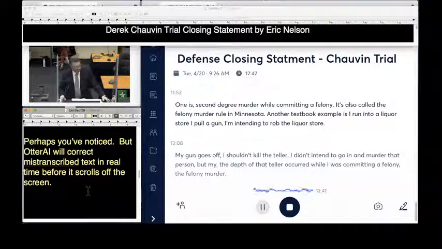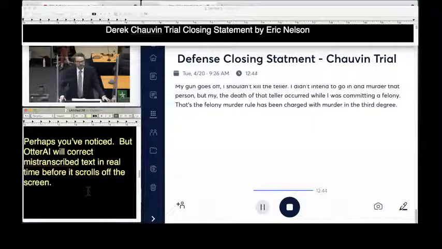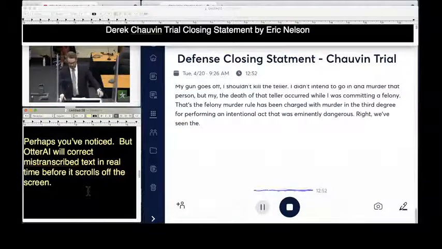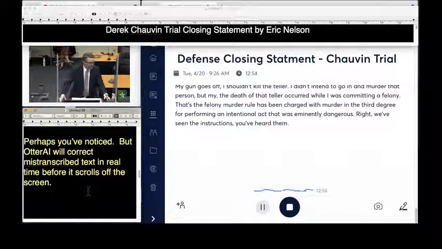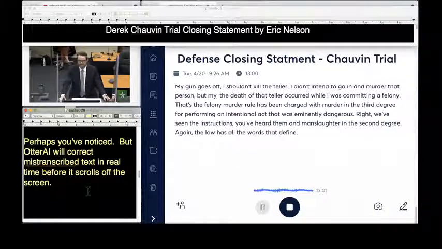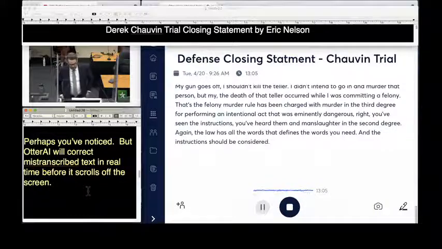He's been charged with murder in the 3rd degree for performing an intentional act that was eminently dangerous. Right? You've seen the instructions, you've heard them. And manslaughter in the 2nd degree. Again, the law has all of the words, it defines the words you need, and the instructions should be considered in their entirety.